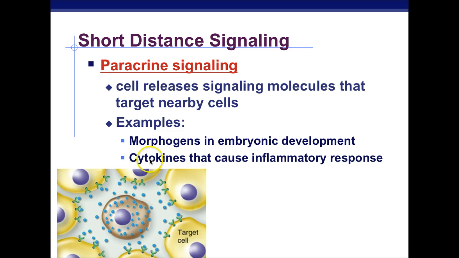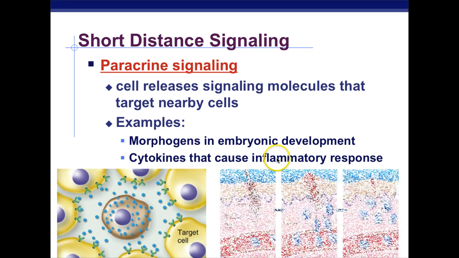Cytokines are molecules that cause what's called the inflammatory response. Those of you who have allergies are very familiar with the inflammatory response. This is what gives you those itchy eyes and the runny nose when you come into contact with an allergen.